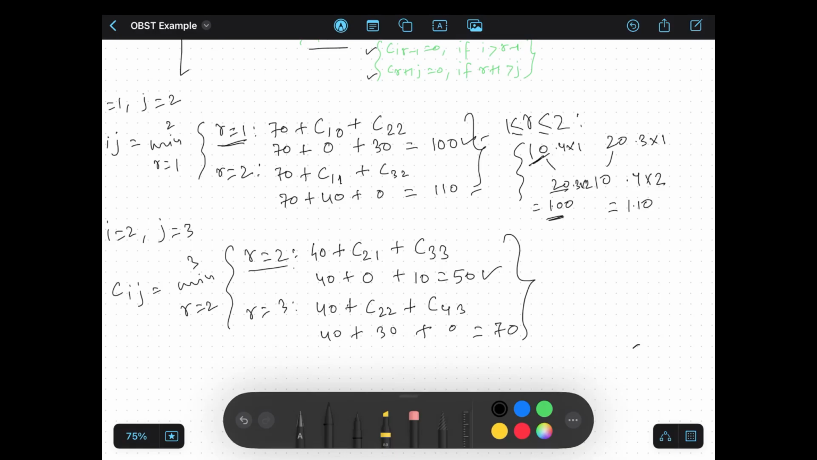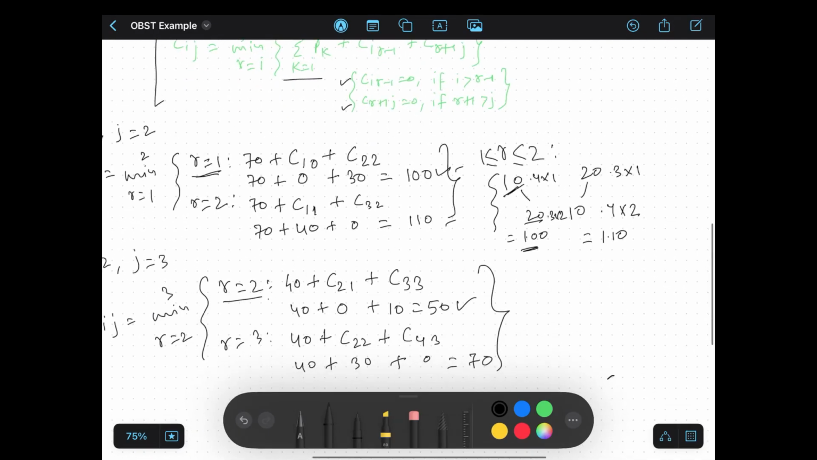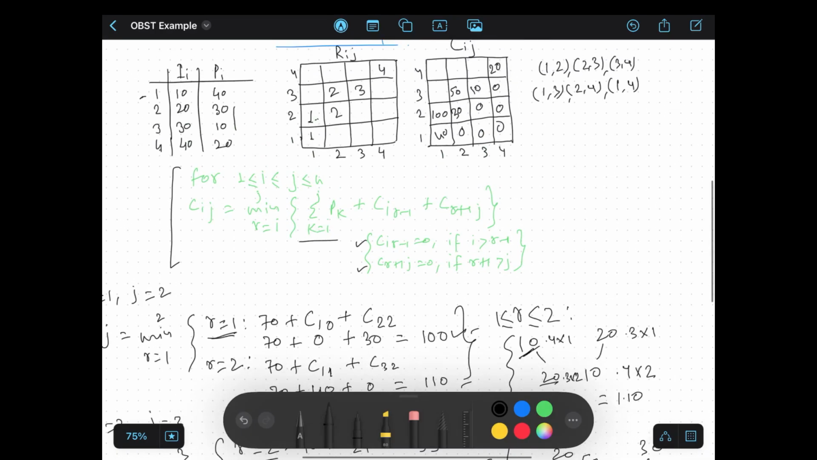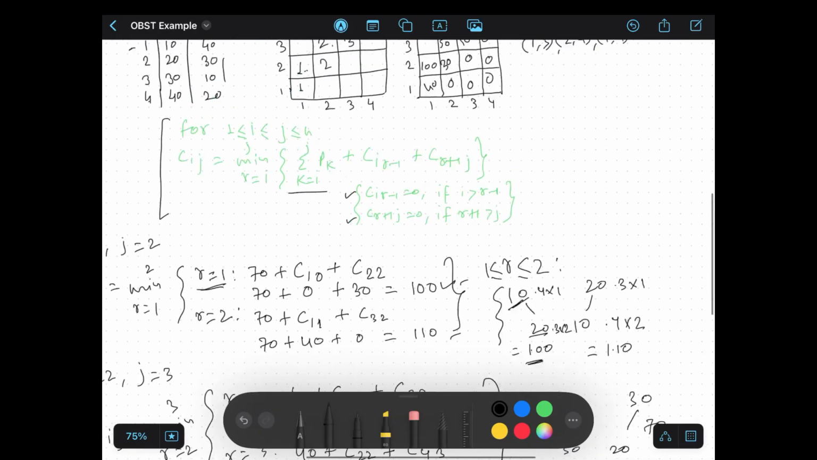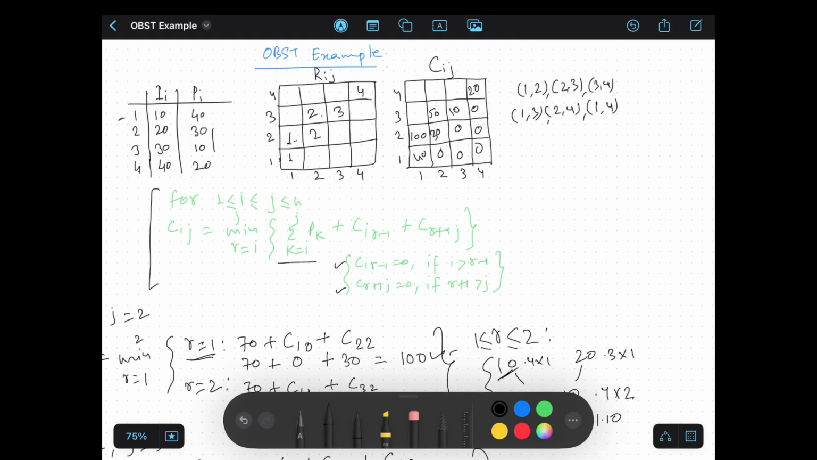Similarly, we did here when we have item 2 and 3. So when item 2 and 3, it could be 20 and 30, or it could be 30 and 20. When root is item 2, our cost was 50, and when root is item 3, which is 30, our cost is 70. We picked 50, and we say item 2 is going to be the root when we are talking about item 2 and 3. Similarly, we are going to find all the possible combinations and build a grid.